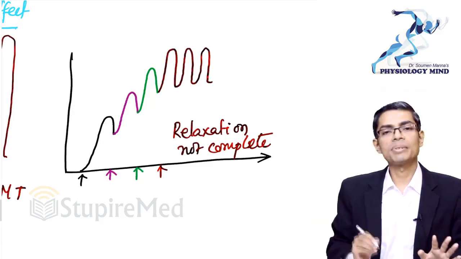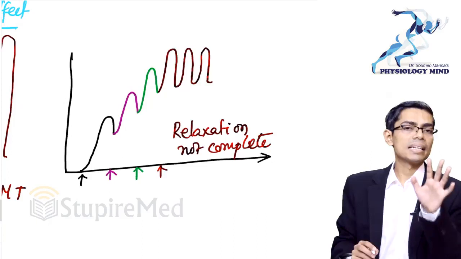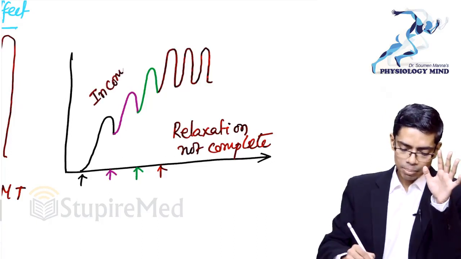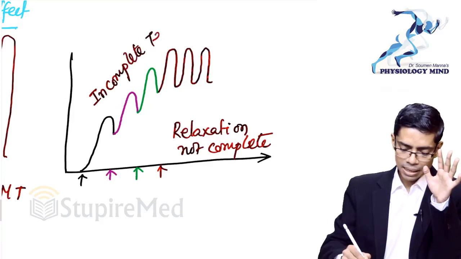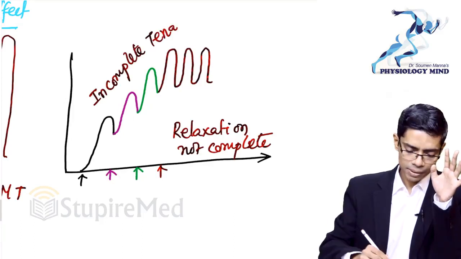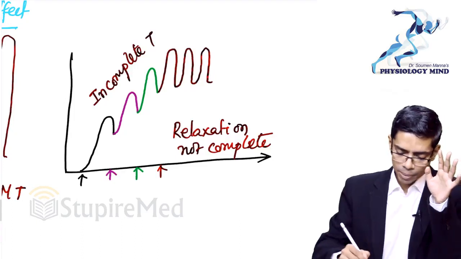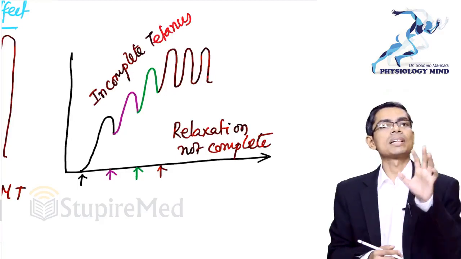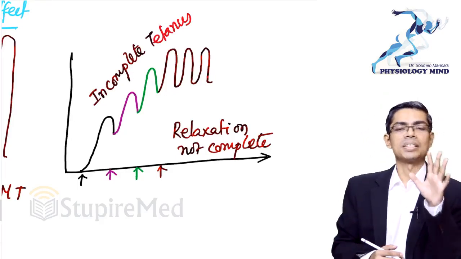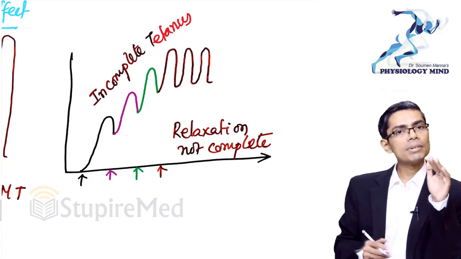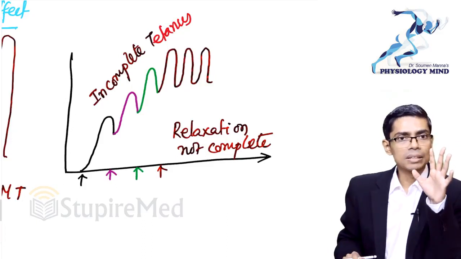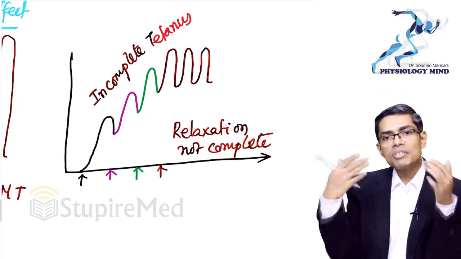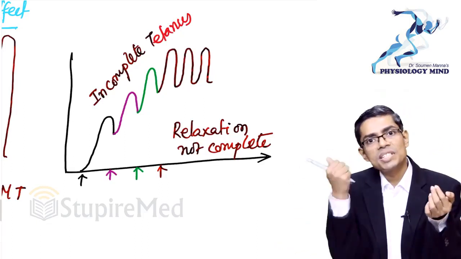Again I am getting a TREPPE-like phenomenon, but here rather than using the word TREPPE, we use the word incomplete tetanus. This is known as incomplete tetanus generation. Getting my point? So again you will get increased force and height of contraction, but in between the muscle will not fully relax. In between, if the muscle is relaxing, then the contraction will be jerky like this.